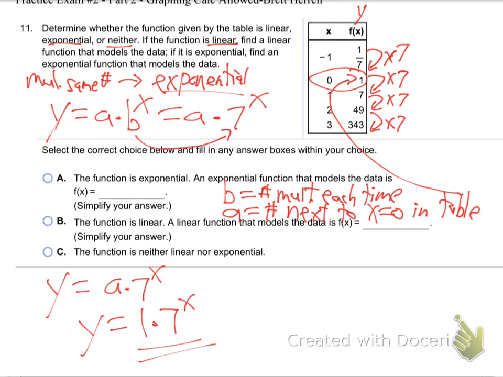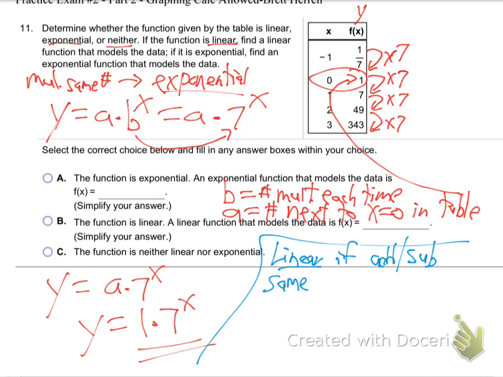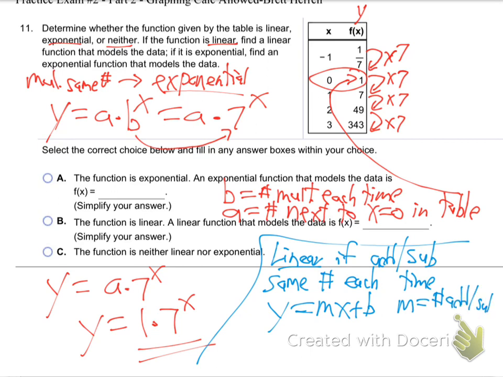Now, just as a side note, on the test and the homework, we also had linear, so let me tell you about that. It's linear, not exponential, if they add or subtract the same number each time. And then that's y equals mx plus b, and the m equals the number added or subtracted, and the b is the number next to 0 in the table. That's how you would do it for linear, if it adds or subtracts the same number every time.